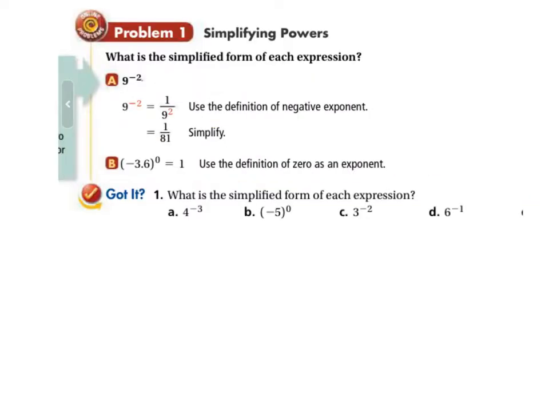So, what is the simplified form of each expression? Here again, here's the first example. 9 to the negative 2. Again, that negative 2 forces the 9 to the bottom. The negative goes away on there. Makes it 9 squared down below. So 1 over 9 squared, which is 1 over 81.